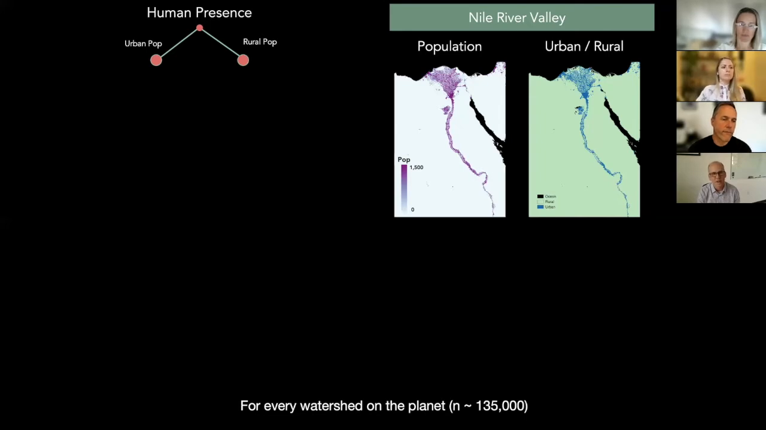So we had data on that, and we could disaggregate the human populations based on the proportion or the percentage of the populations that are in rural versus urban settings. So we had a separate layer for urban and rural human populations.